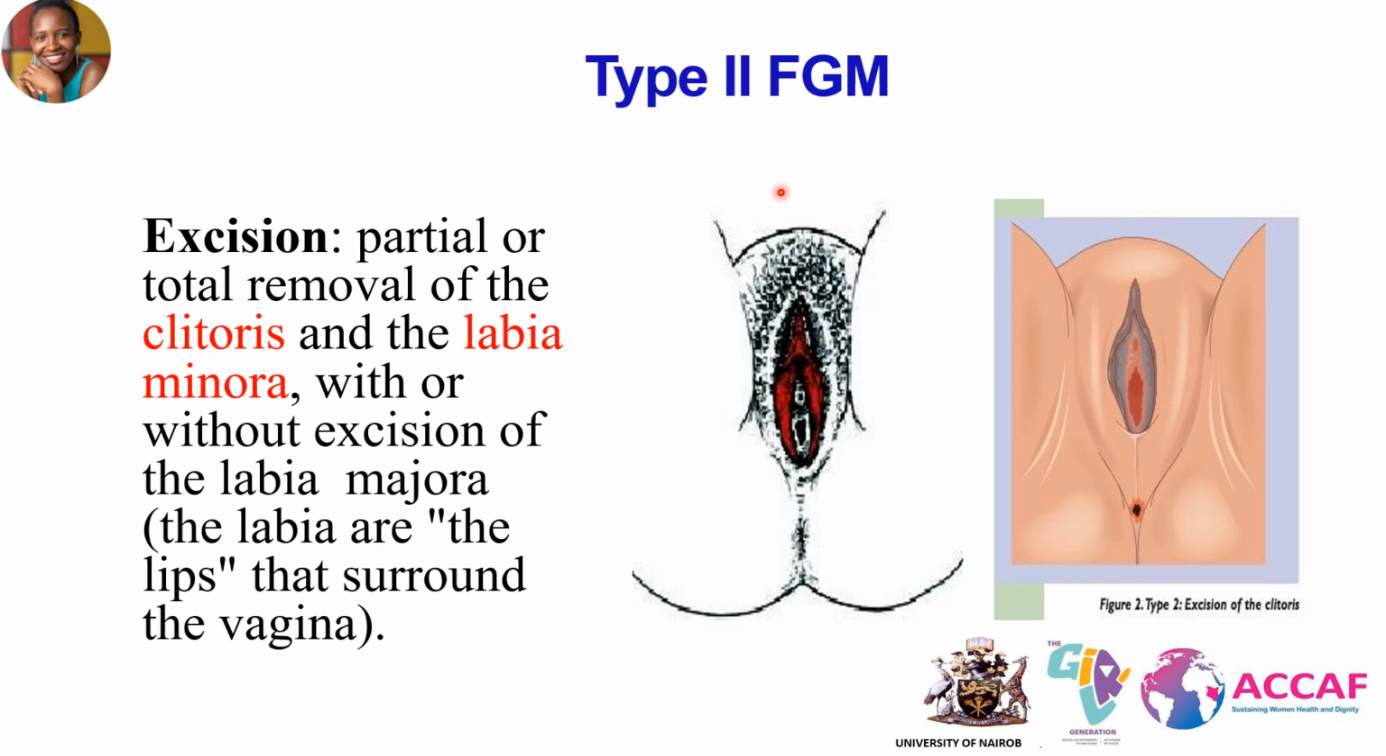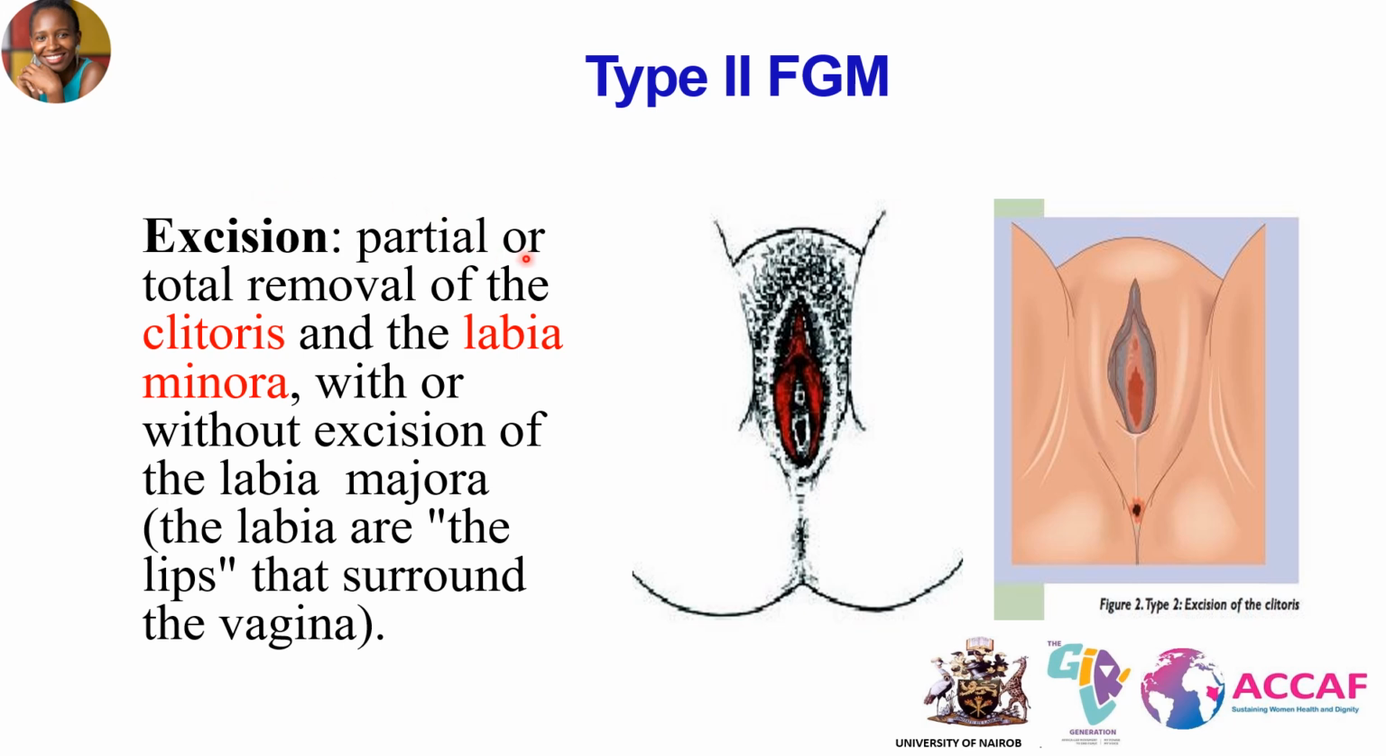Then we have type 2 FGM, which we also call excision. Excision is defined as partial or total removal of the clitoris, and this includes the labia minora, with or without excision of the labia majora. The labia, which we also call the lips, are known for surrounding the vagina. After the hairy parts, we have to deal with the lips. We have the majora and the minora.